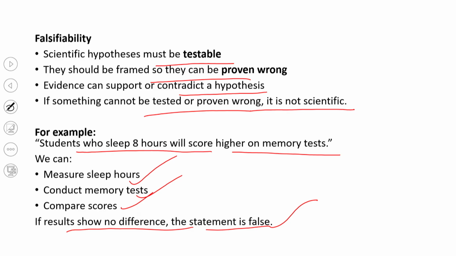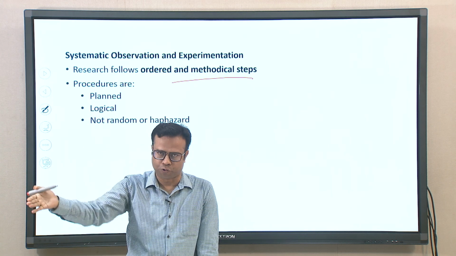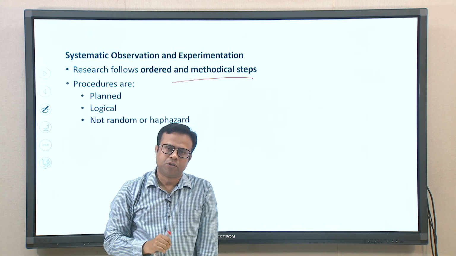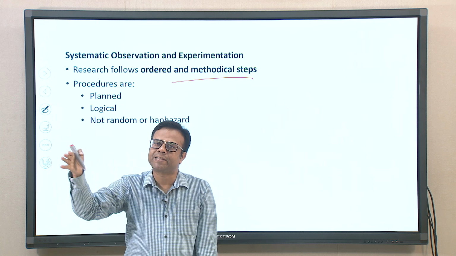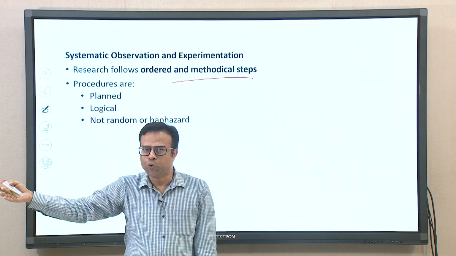Scientific concepts and hypotheses are falsifiable simply because they can be tested out. Then systematic observation and experiment is also a very basic concept. Research should follow ordered and methodical steps. For every experiment and every research that is done, there are steps that should be followed. We will discuss the steps in the next concept. There have to be ordered, systematic steps followed, then only you can make a proper conclusion.